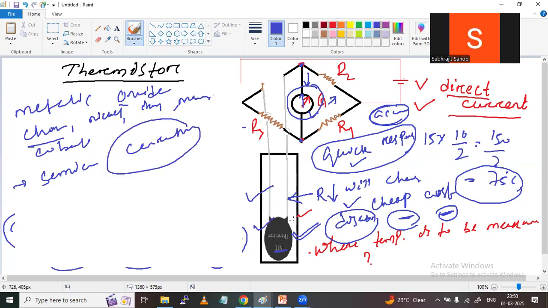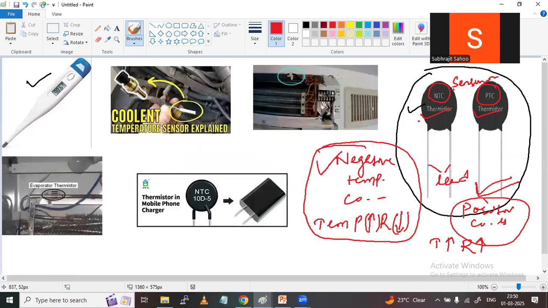I hope this topic is understood by you very much. Now I will tell about the applications, where it is used. I told about the household thermometer, the digital thermometer, where the thermistor is used. And in the automobile engine to measure the coolant temperature. The thermistor is used as a sensor to measure the coolant temperature. If the coolant overheats, the engine will automatically be stopped. In the same way, it is also used in the air conditioner.